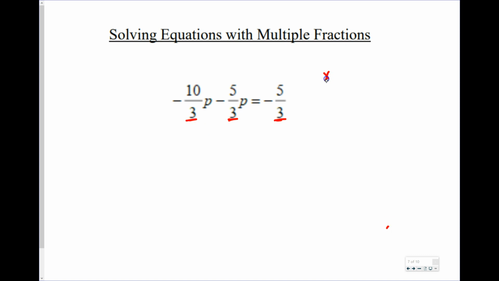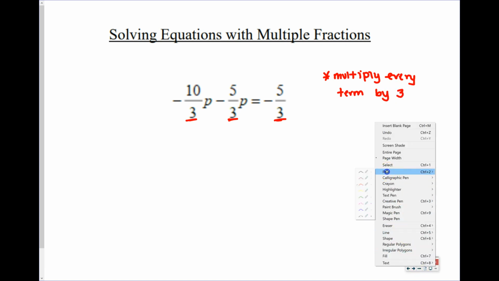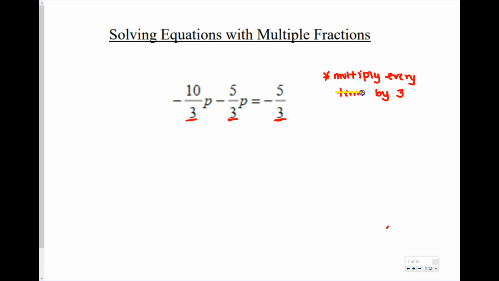So the trick here is that you're not just multiplying both sides by 3. You have to multiply every term by 3. Now, we had a learning target where I talked about this word term. I'm going to highlight it. Oops, or I'm just going to cross it off.